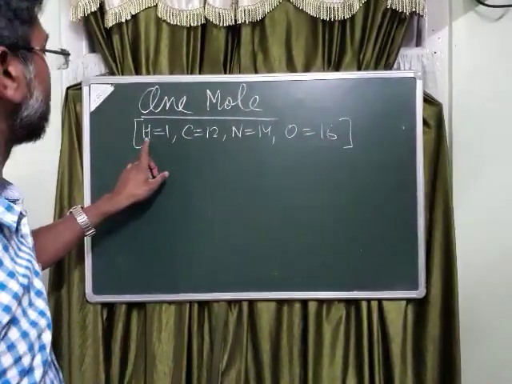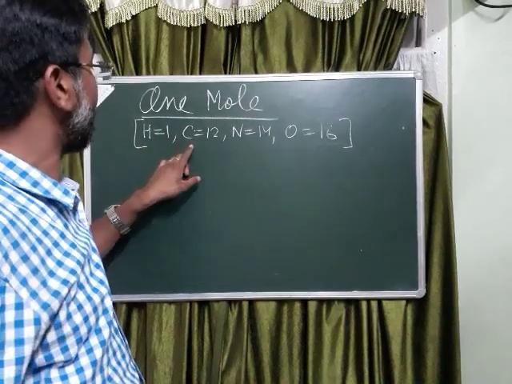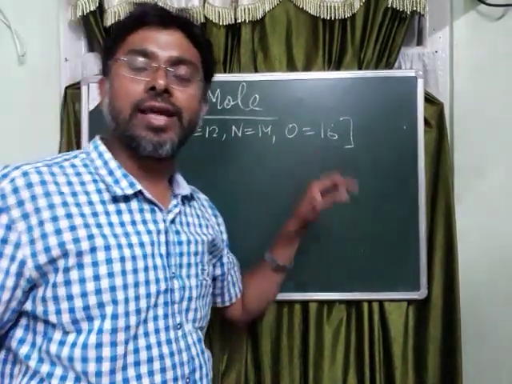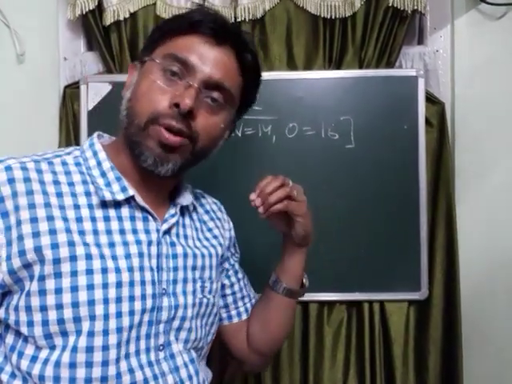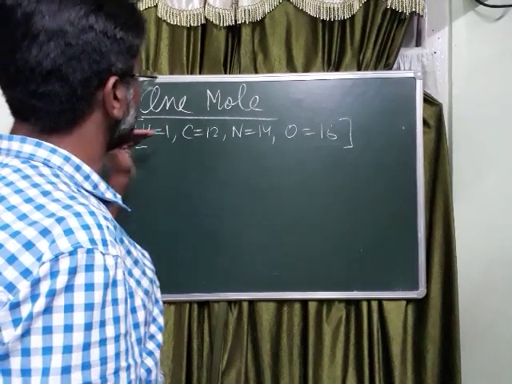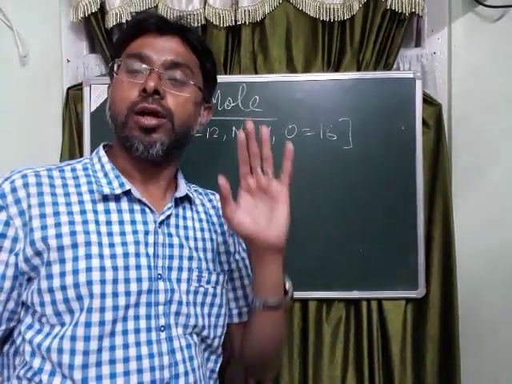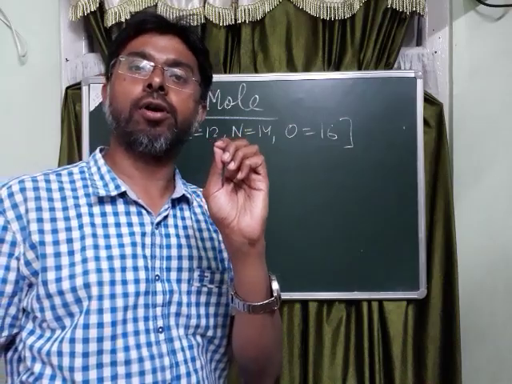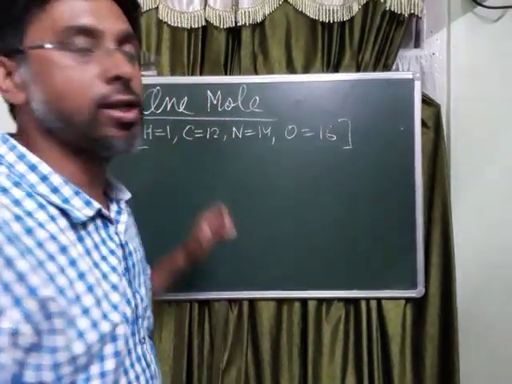These numbers, hydrogen 1, carbon 12, nitrogen 14, oxygen 16, are the atomic weights or atomic masses of these respective elements. By using these numbers, I am going to explain the meaning of mole first in this chapter. It is very important for all of us to understand the meaning of mole.